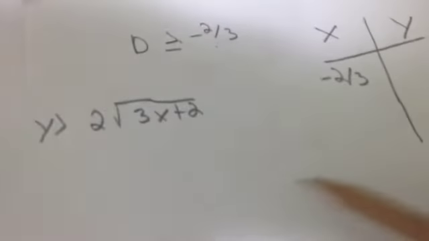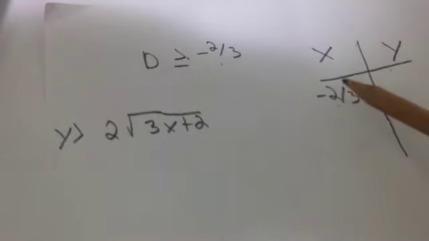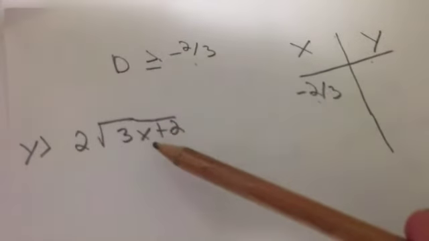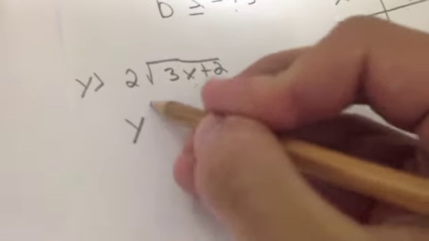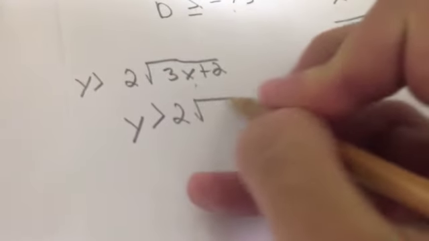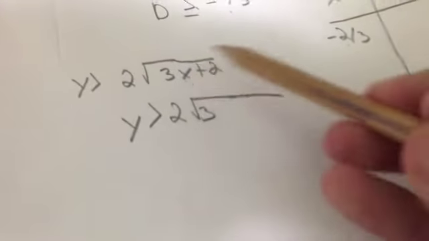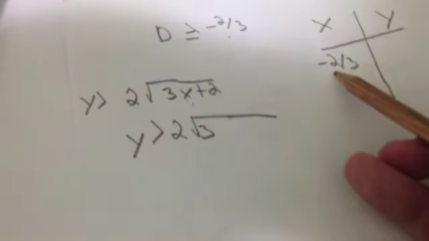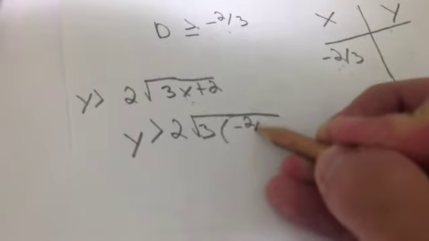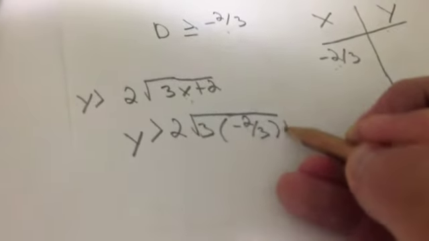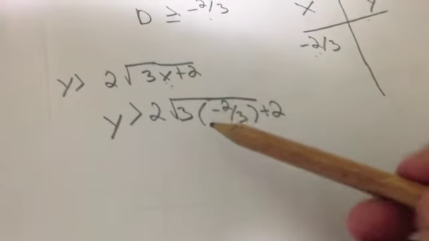Okay, so what do we do now in order to find the range? All we do is pretty simple. We plug the domain into the equation. So what will happen will be the following. And now I substitute the x for my domain. So I put parentheses, negative 2/3 plus 2, and this is pretty simple.